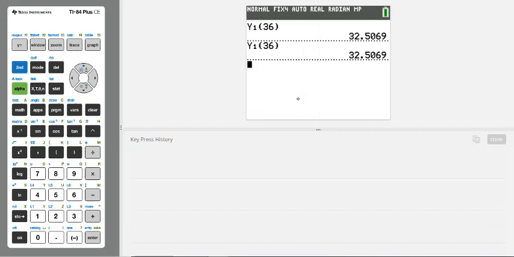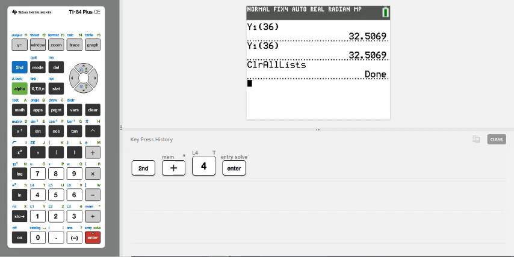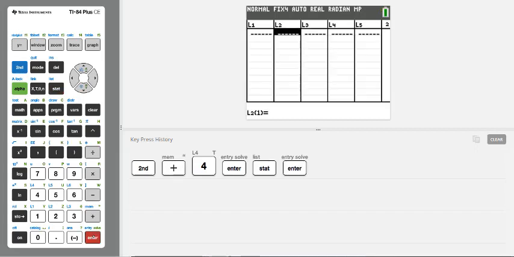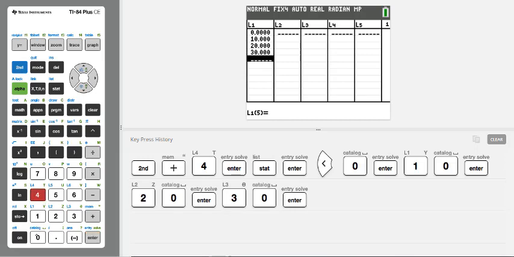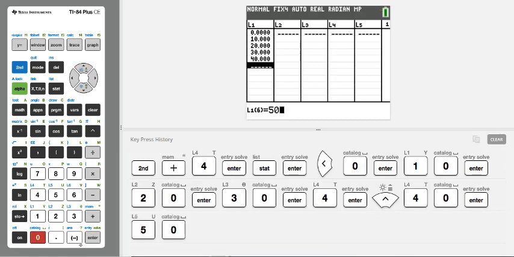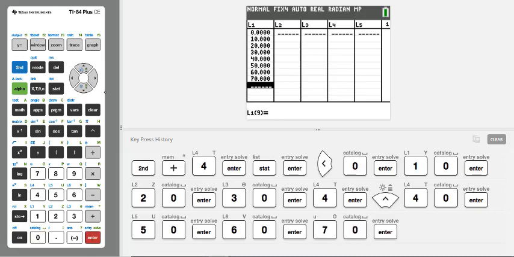Let's clear this. Again, we're going to do a regression. So let's go second plus number 4 to clear all my lists. Hit stat, enter. Let's go back to grab my list real quick. We're going to go 0, enter, 10, enter, 20, enter, 30, enter, 40, enter. Oh, that's 4, you've got to go 40. 50, enter, 60, enter, 70.